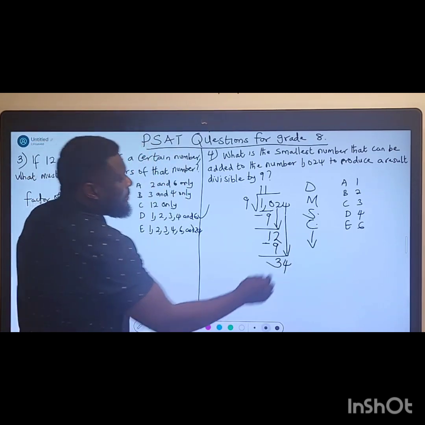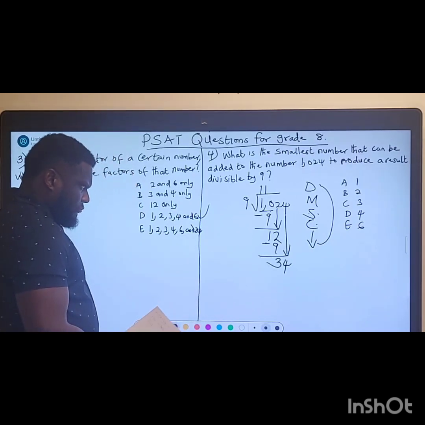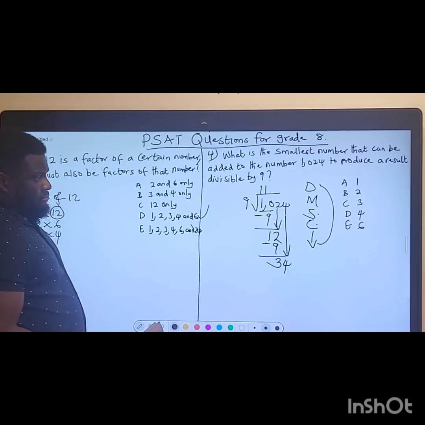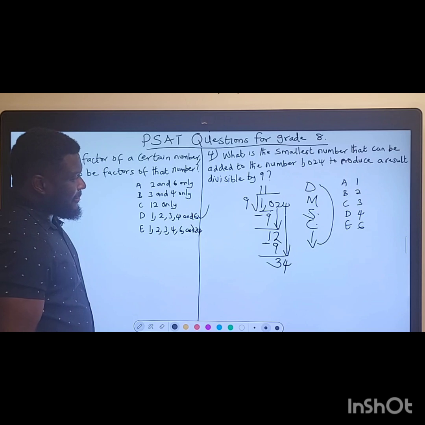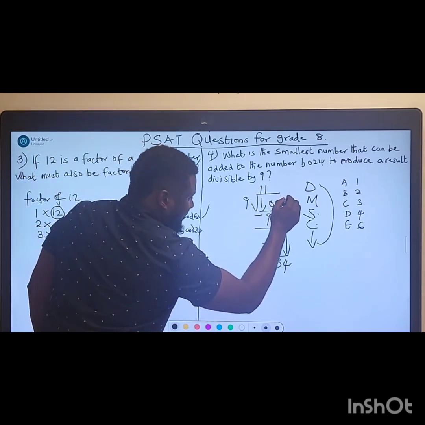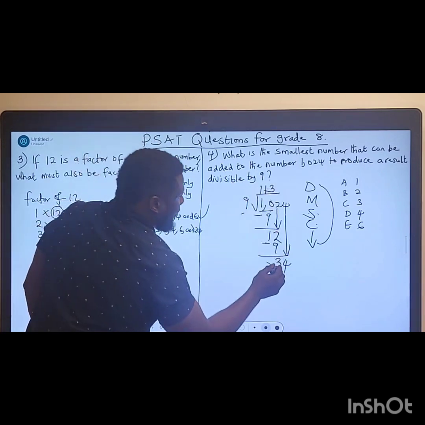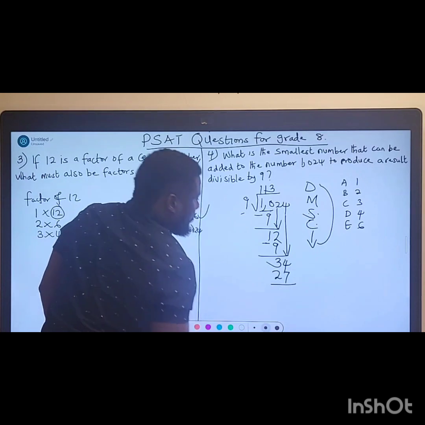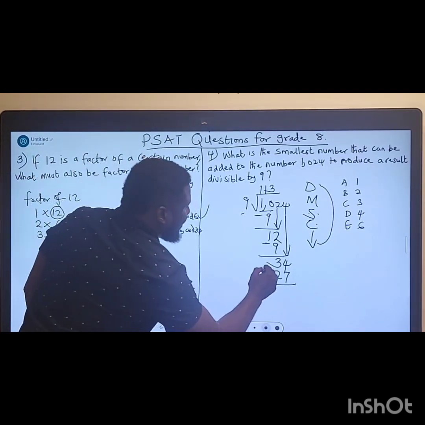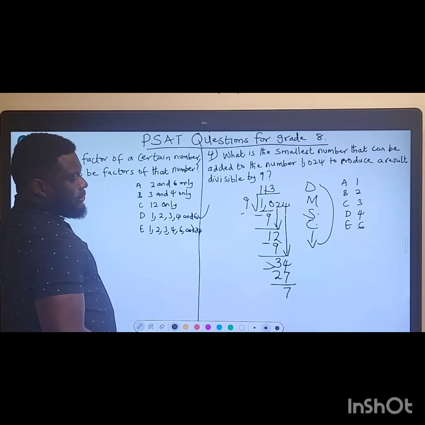That is 34. Now remember, you go back again to start from your division. So 9 in 34 will give us 3, because 9 times 3 gives us 27. You multiply. If you subtract this, that will give us 7. Right?